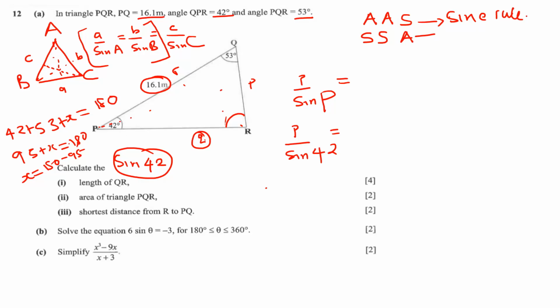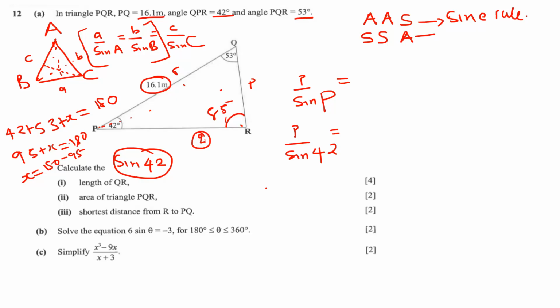180 minus 95, what is the answer to this one? It should give us 85, if I'm not mistaken. So 180 minus 95, yes, the answer is 85. So this angle is 85.